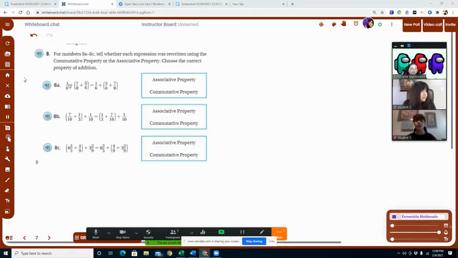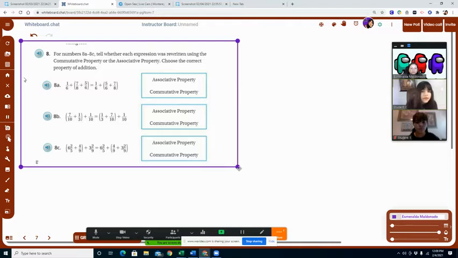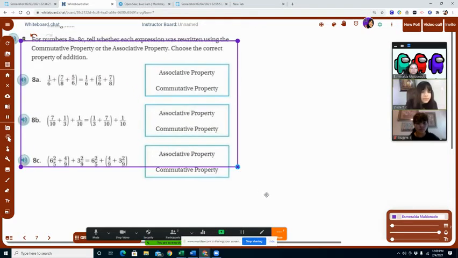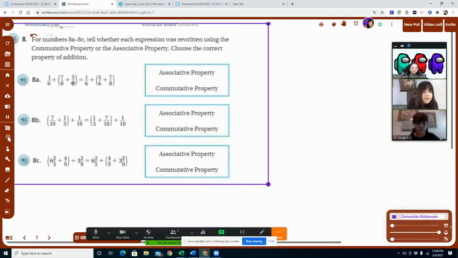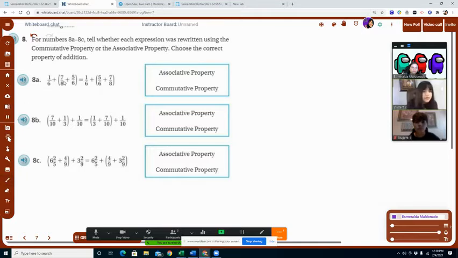So on 8A, we have 1/6 plus, in parentheses, 7/8 plus 5/6, close parentheses. And then we have an equal sign saying 1/6 plus 5/6, and in parentheses plus 7/8. So we want to compare and see what changed. So what looks different on 8A? Rosa? Well, I see that they're using different places because the 7/8 plus 5/6. I think it would be better if they did 7/8 and 7/8.